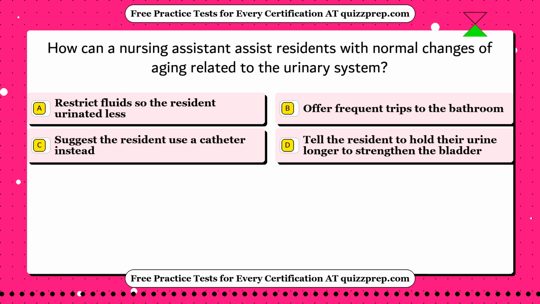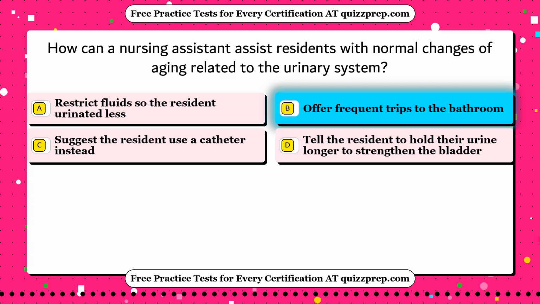Question 75. How can a nursing assistant assist residents with normal changes of aging related to the urinary system? Option A. Restrict fluids so the resident urinated less. Option B, offer frequent trips to the bathroom. Option C, suggest the resident use a catheter instead. Option D, tell the resident to hold their urine longer to strengthen the bladder.